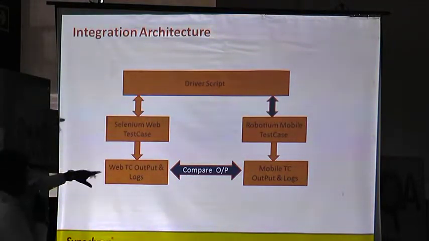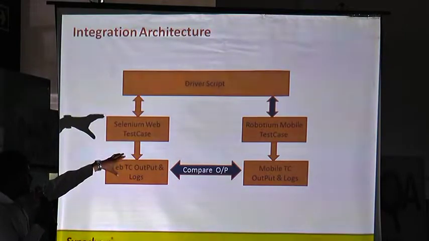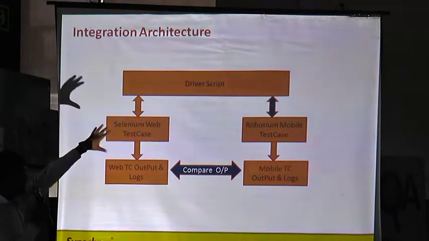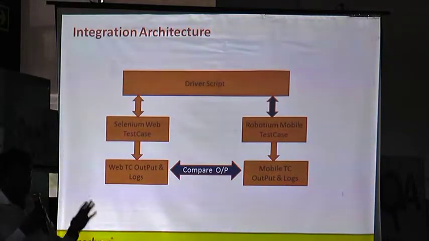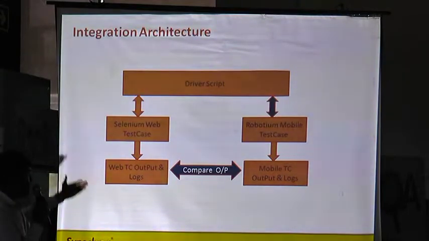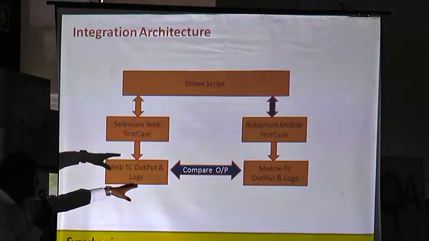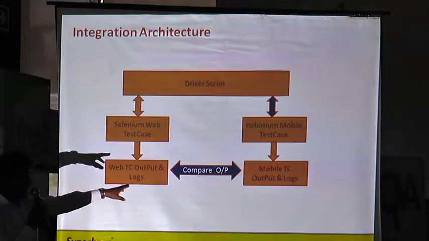The top one is basically how it invokes the Robotium mobile test case from my framework. The driver script is just a pure core Java file, which can invoke the Robotium test case as well as the Selenium test case. And at the bottom is where we are comparing the output. That is another integration point.